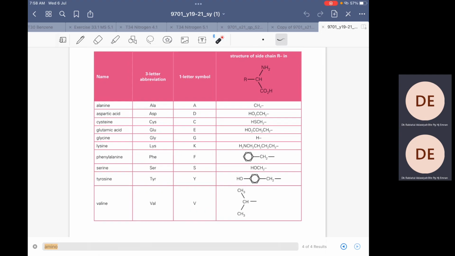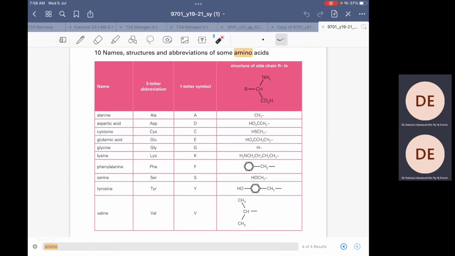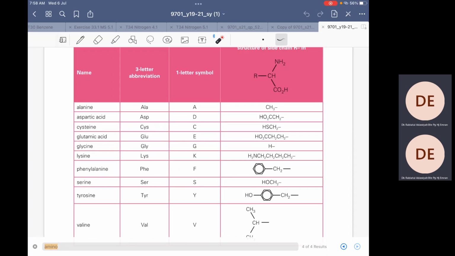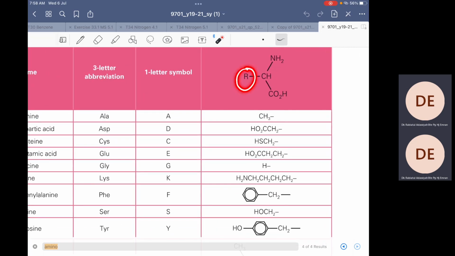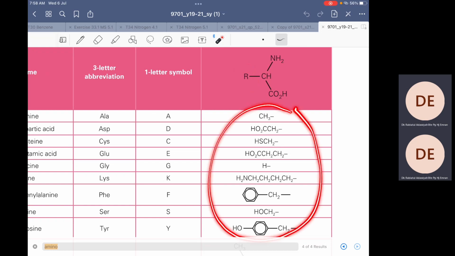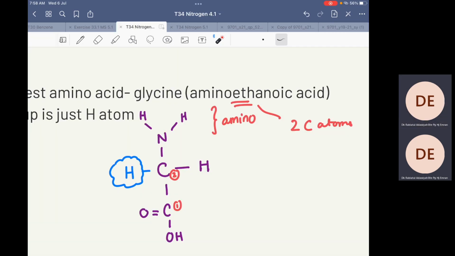This is the older syllabus, and they give you a list of R groups in the data booklet. The data booklet was provided in the exam, but for you, no, it's no longer given. So they will tell you when your R group is CH3, then it is alanine. When your R group is CH2COOH, then it's aspartic acid. The R group is located here, so you just change that R to any one of these given groups in the list. Right, we go back here.